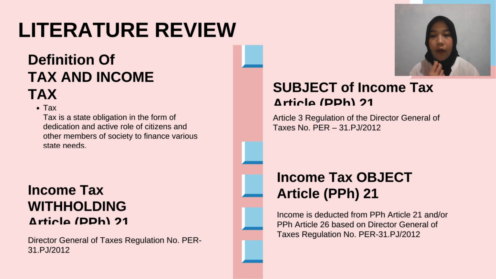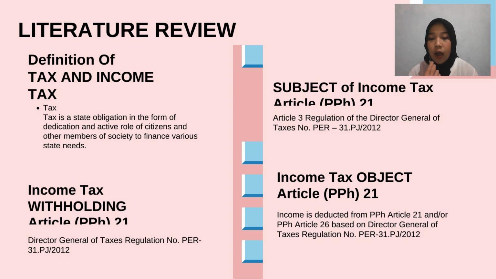Point number 4, there is income tax object Article 21. Income that is deducted under Article 21 and or Article 26: number 1, income received or earned by permanent employees. Number 2, income that the pension recipient receives or obtains regularly in the form of pension money or similar income. Number 3, income in the form of severance pay, pension benefits, old age benefits, or old age security paid all at once, the payment of which lasts for a period of 2 years after the employee stops working.